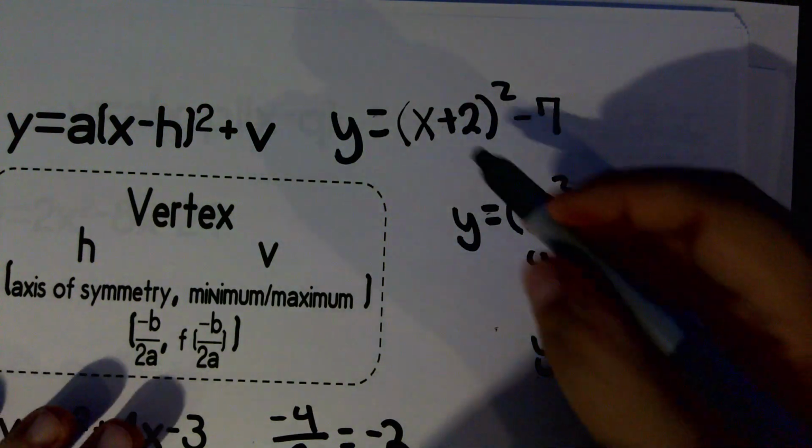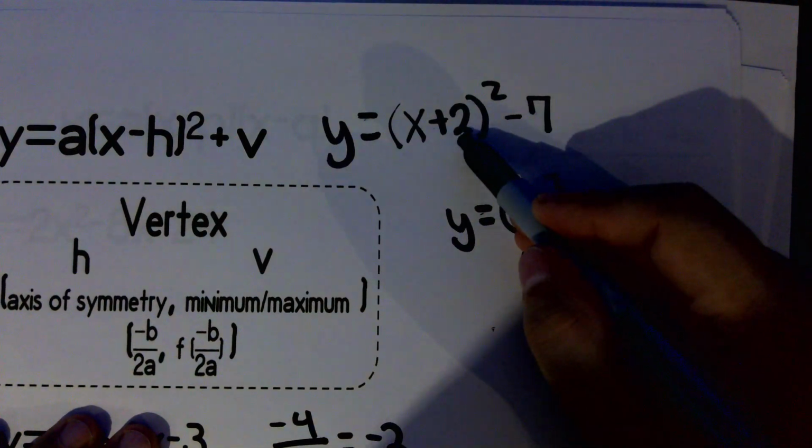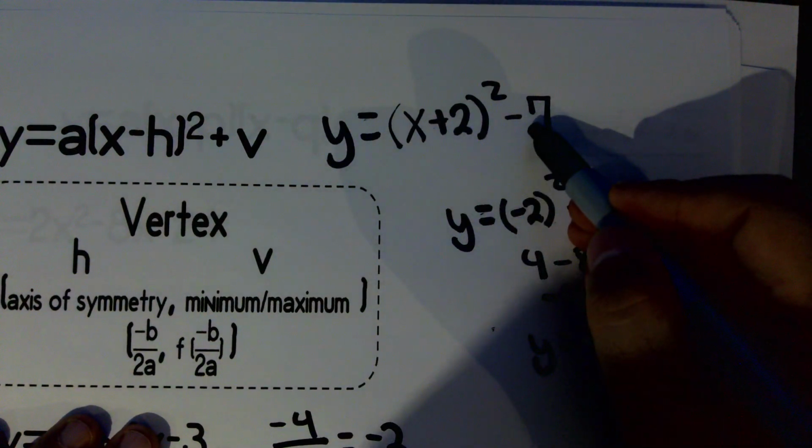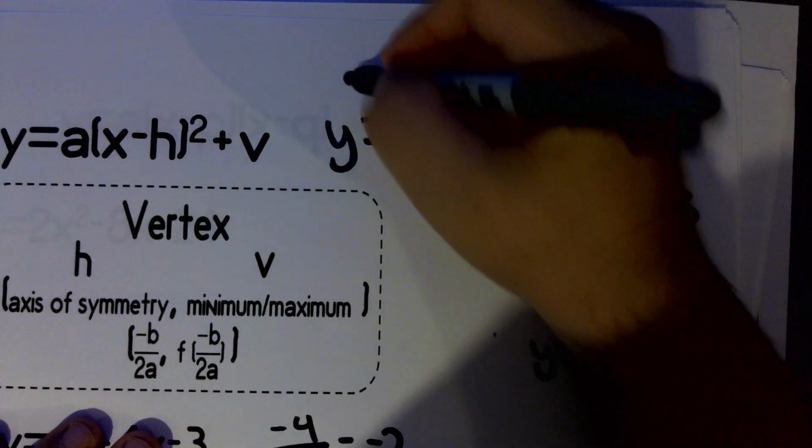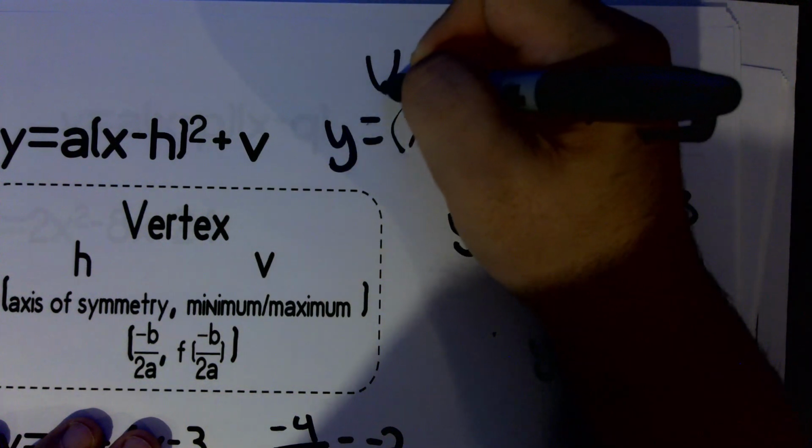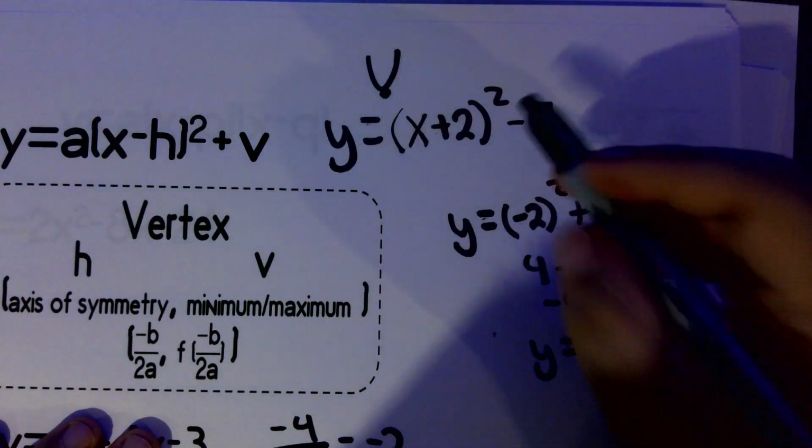And there you have it. So what this tells us is you go left 2, down 7. We would have a vertex, and he's a happy face, so he's going like this. And he has a minimum value at -7.